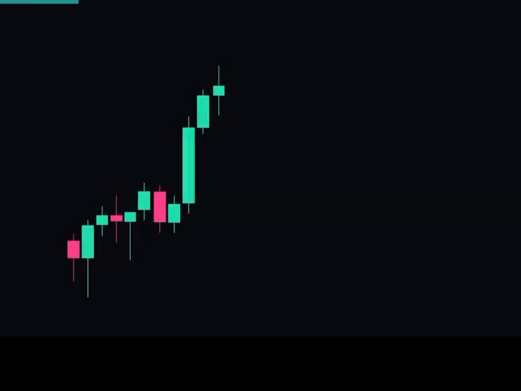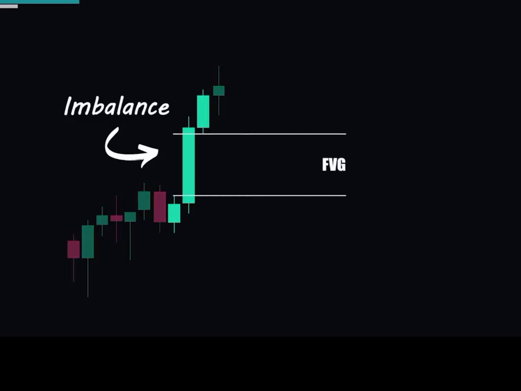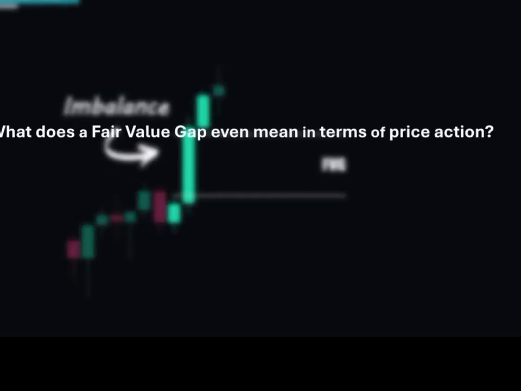What are fair value gaps? A fair value gap, or FVG, is a price gap caused by a sudden imbalance between the strength of buyers and sellers. It's defined by a 3-candlestick formation where we have a gap between the wicks of 3 consecutive candles, like this.